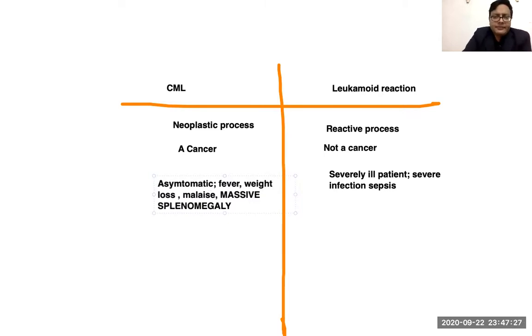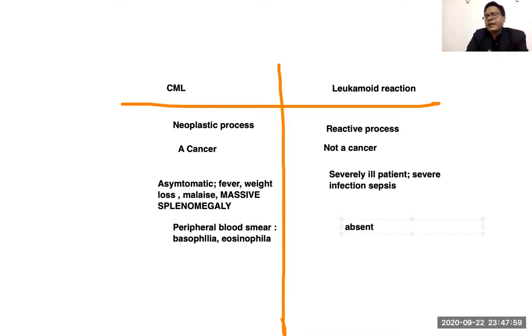In CML, next, in the peripheral blood smear there would be basophilia, eosinophilia, and strikingly high leukocytes, a very, very high WBC count. This would be absent here. Here in the blood there would be no basophilia, no eosinophilia, and the blood count would be high, more than 50,000, but not often as high as CML. This will be the differentiating feature.